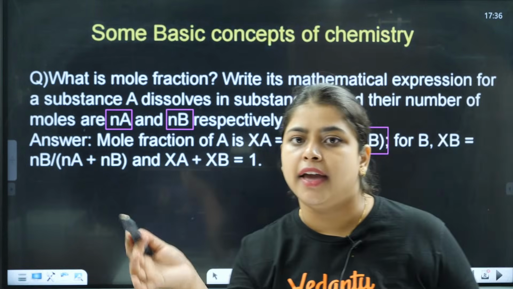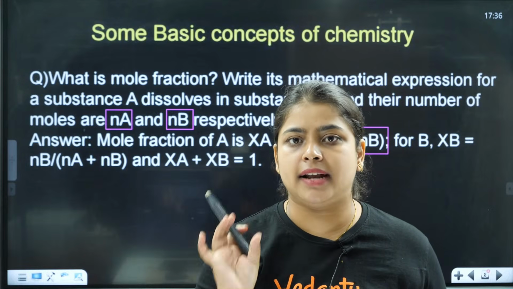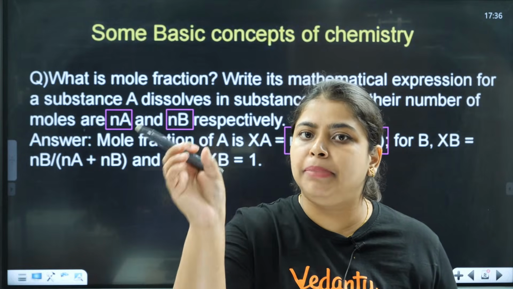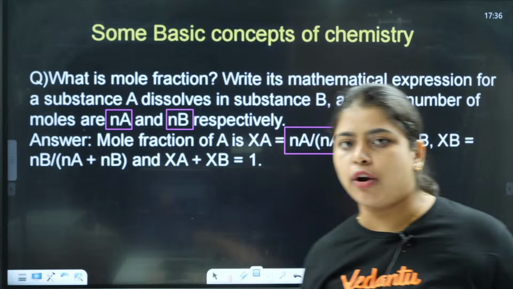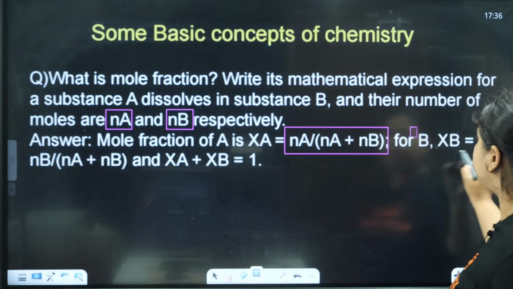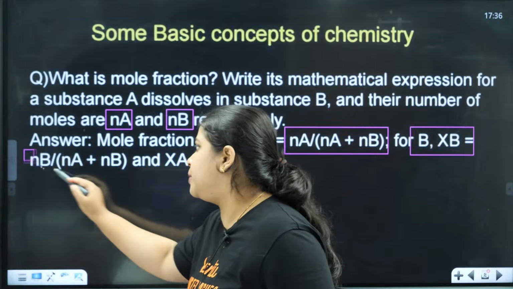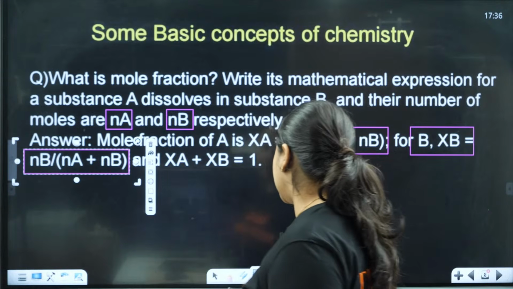Number of moles of A. If you're finding for A, it will be at the numerator. If you're finding for B, B will be at the numerator. Accordingly it's going to change. And for B, that's what I said, NB will be in the numerator place.